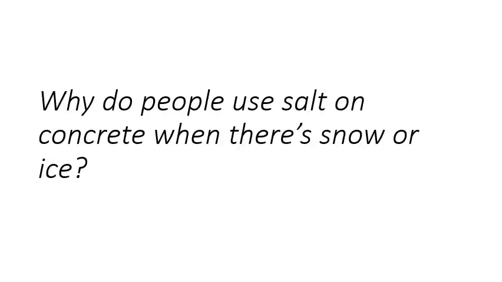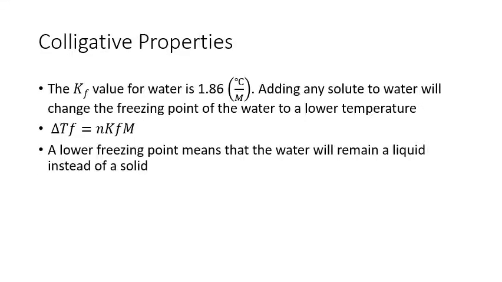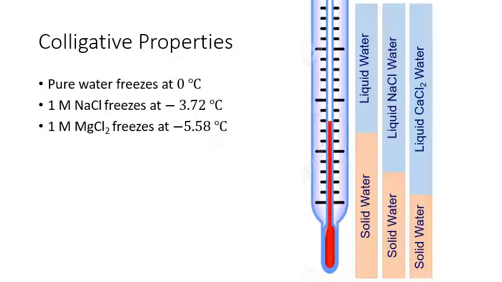And that's why we add salt to concrete to prevent snow or ice from forming, because we want to make sure that things don't become frozen. We want to keep our streets from freezing and causing people to slip and slide. We want to prevent the sidewalks from freezing, keep people from sliding, because it's a lot easier to walk across a liquid than a solid. So by lowering the freezing point of water so that water doesn't freeze, it stays a liquid and people don't get hurt.